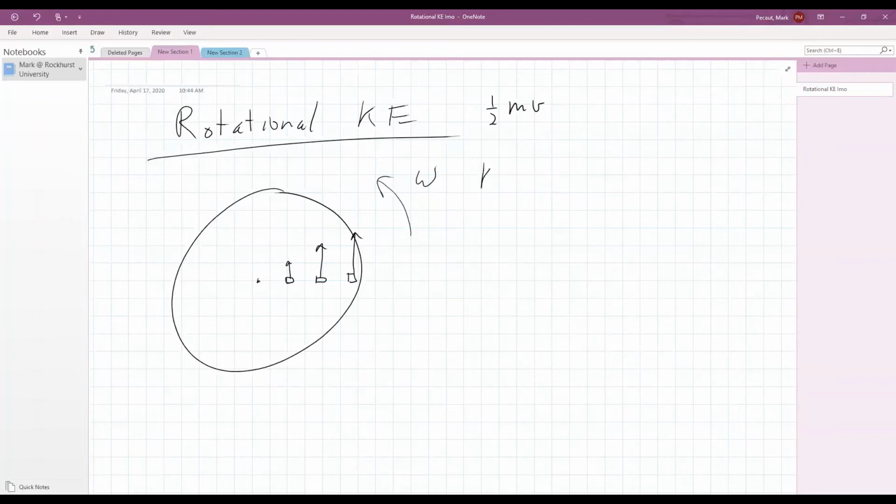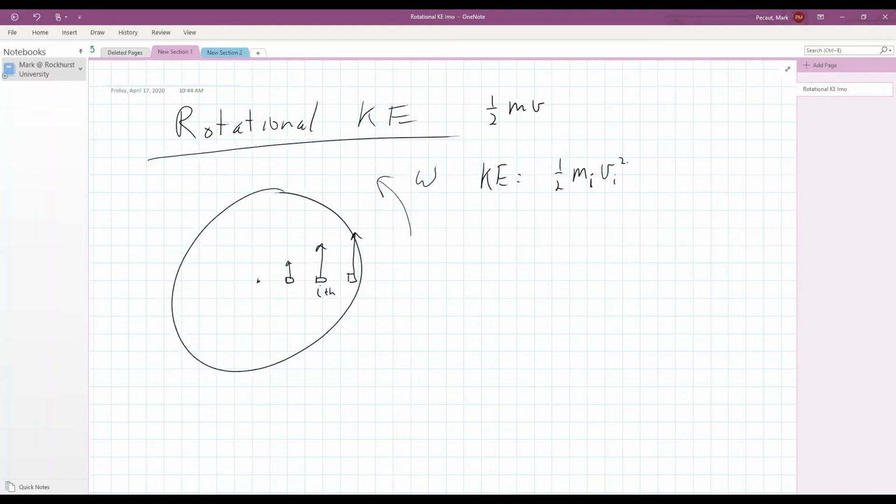So really the total kinetic energy for this whole wheel is going to be the kinetic energy of each of those chunks. So I'm going to say this is the ith chunk. We're going to break it up into a bunch of chunks, and I just want to put a general expression for each of the chunks' kinetic energies. So that's going to be 1/2 the mass of the ith chunk times the velocity of the ith chunk squared.